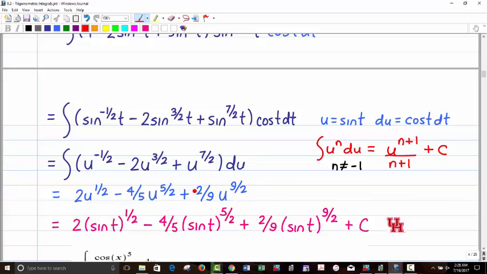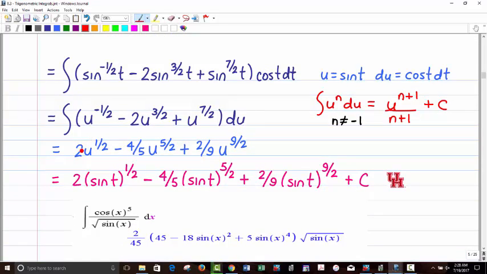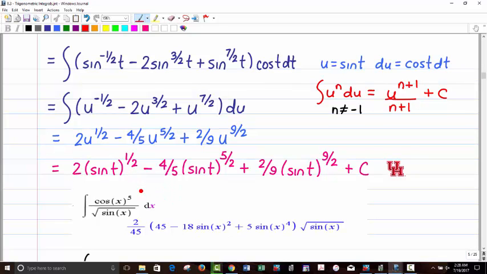Obviously, you can shoot me an email if you have a question or something. But we do the power rule 3 times. And this one you don't have to adjust, unlike the other one where we had a negative, because the derivative of sine is positive cosine. So we don't have to adjust. So we have these 3 terms, and then you put what u is in there. u is sine of t, so there it is: 2 sine t to the 1/2, and then minus 4/5 sine t to the 5/2, plus 2/9 sine t to the 9/2, plus c.